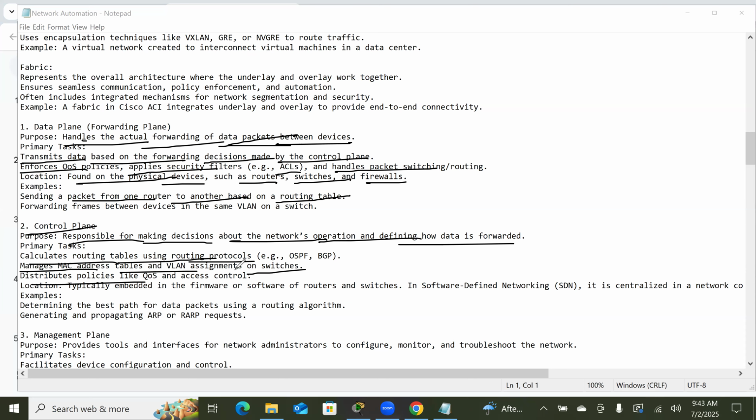So where can you find this? It is typically embedded in the firmware or software of routers and switches. And in modern days, it will be there in the software defined network. What is SDN?